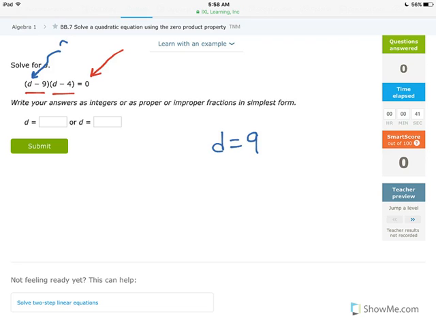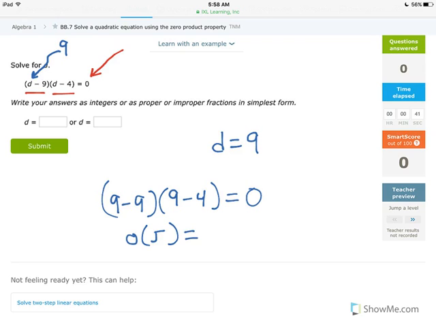Because if you put a 9 in for d, 9 minus 9 is 0. And then it doesn't really matter what the other set of parentheses works out to be. You could calculate it if you want to, but that would just be extra work. So 9 minus 9 is the 0. 9 minus the 4 is 5. But again, it doesn't really matter what this works out to be as long as we have our 0, because 0 times 5 is going to get you 0. So you're really just looking to see what values will make those parentheses 0.